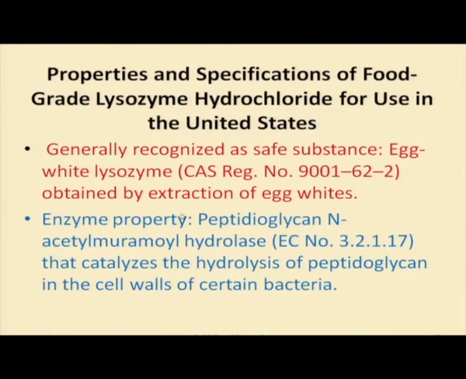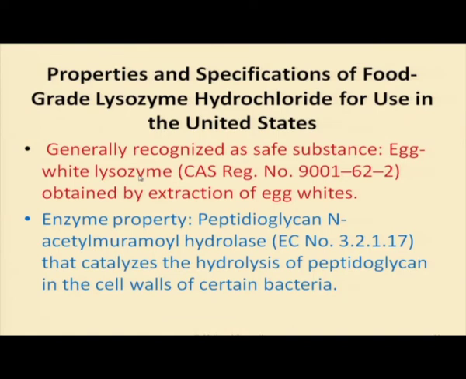Now, with an example of the food safety regulations present in the US, I will try to explain how we specify that a product can be food grade. For example, the properties and specifications of food grade lysozyme hydrochloride for use. These are the rules present in the United States. It is generally recognized as safe, otherwise called GRAS, written in all caps. It is called the egg white lysozyme.